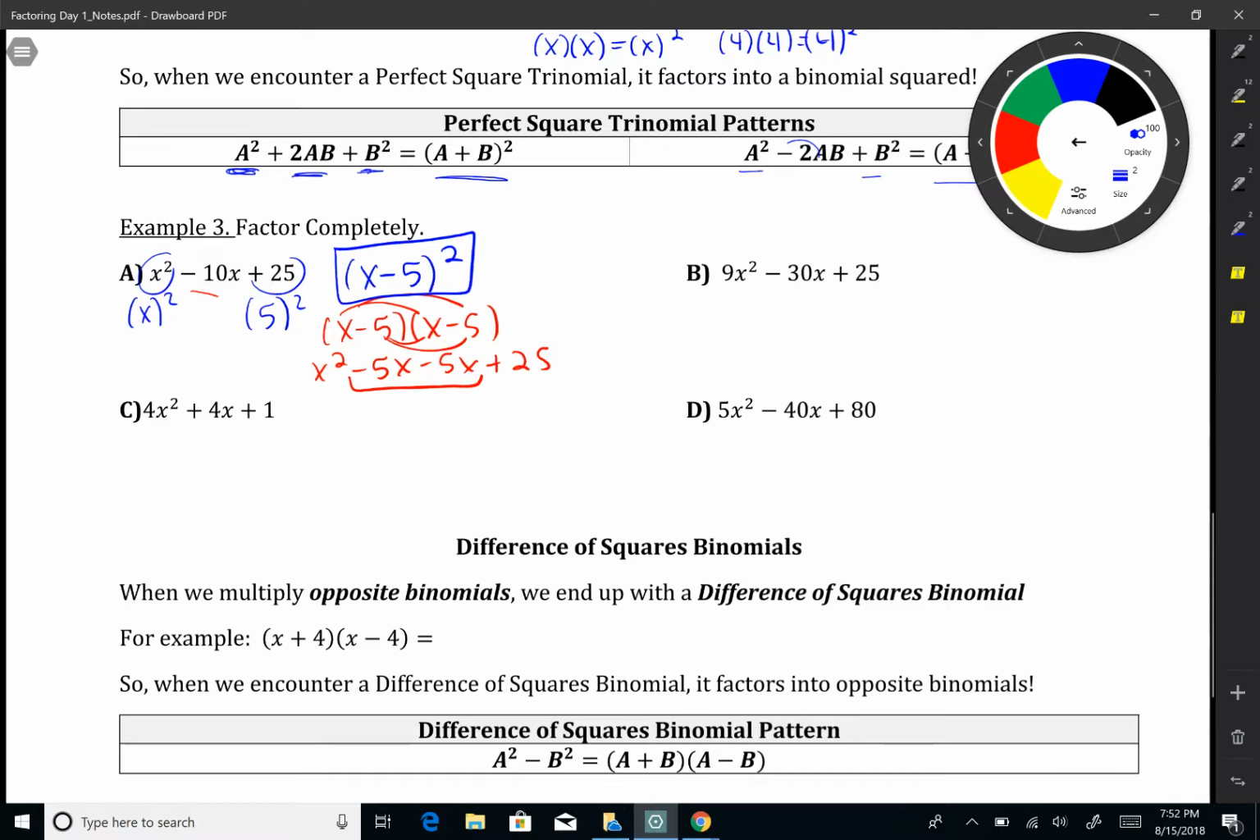Let's look at B. You'd think, oh my gosh, so hard because my A value is 9, and then you'd have to think about all this stuff going on there. But then you think, hey, 9, that's a perfect square. And then I look at my C, and that's also a perfect square.